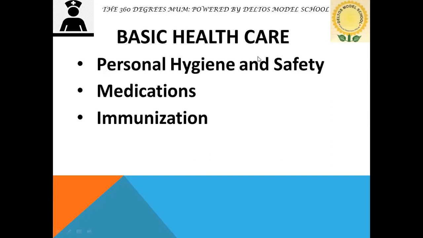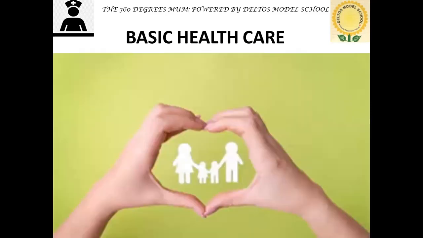And so you have to cater for the personal hygiene and safety of your child. You have to take care of the medications of your child and the immunization of your child. And these are the basic things we are going to be looking at. If you look at this symbol very well, you can see that the hand there is forming a heart shape and is covering a family.